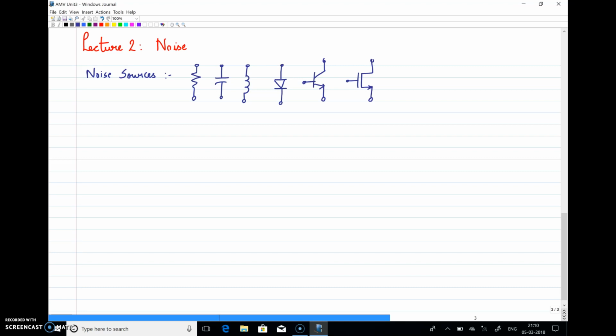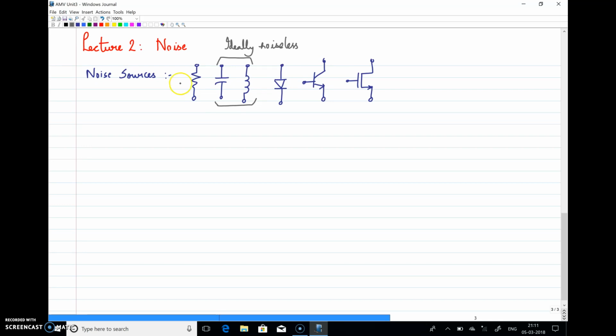When we consider these different components, capacitors and inductors are ideally noiseless components. So we'll not discuss anything about capacitors or inductors. Ideally, they are noiseless.